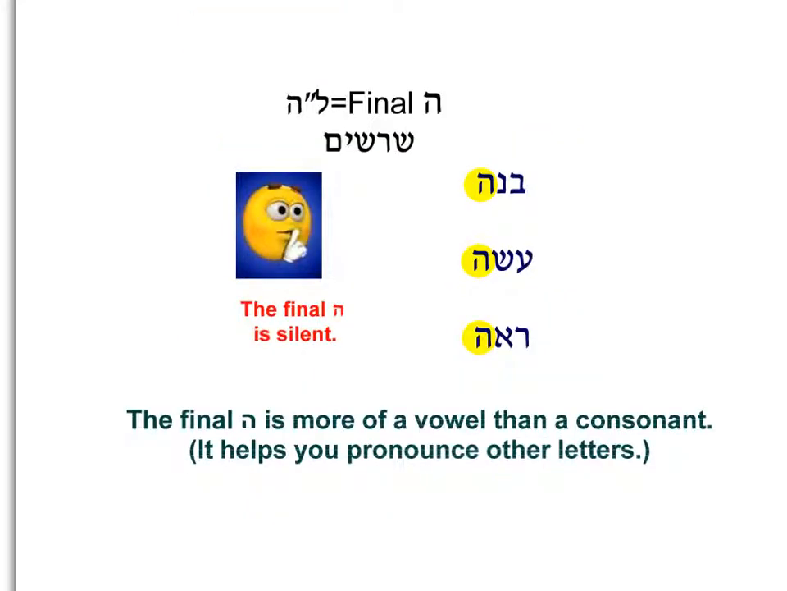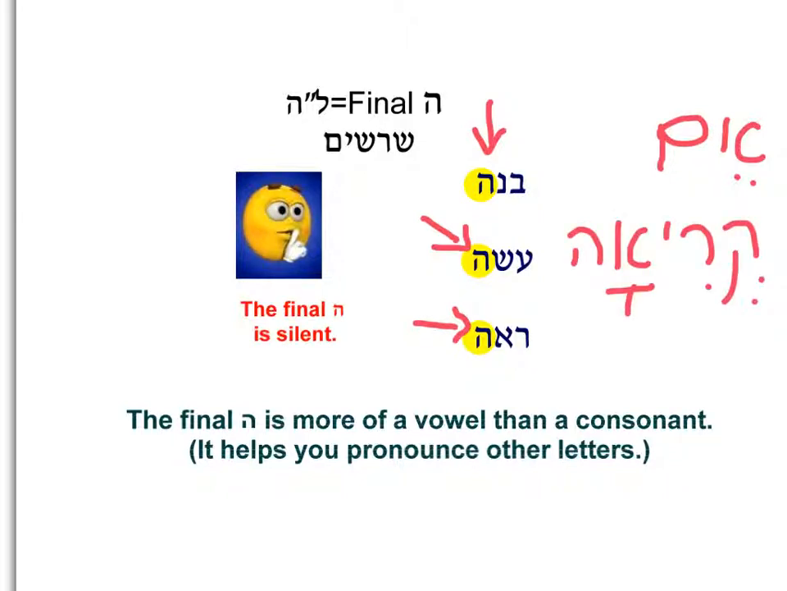Here you see three shorashim, bana, asa, ra'a, and you see in each of these cases the hey is silent. You do not sound the ha sound. It's an aim kriya. That means that this hey is functioning more as a vowel to help you pronounce the other letters than as a consonant in and of itself. And its silence will impact the conjugation.